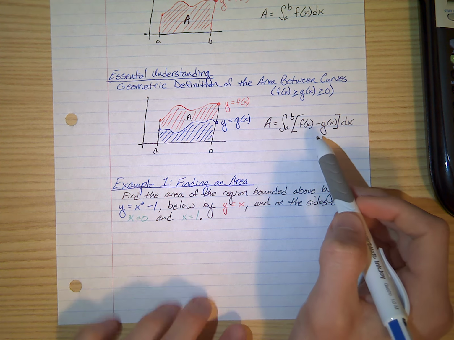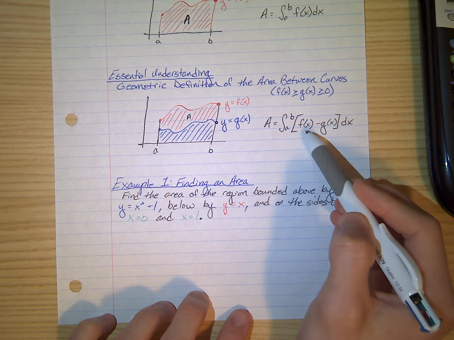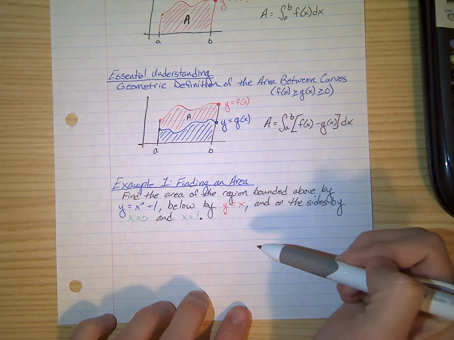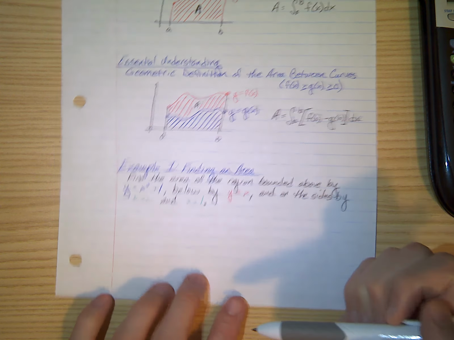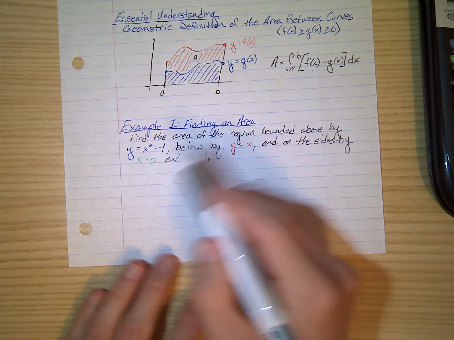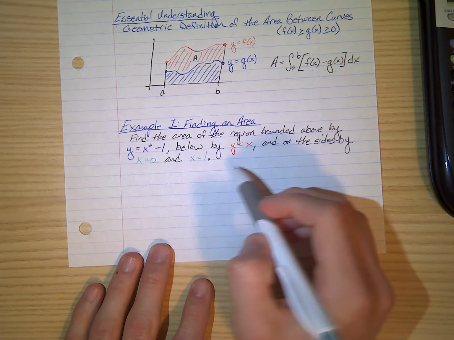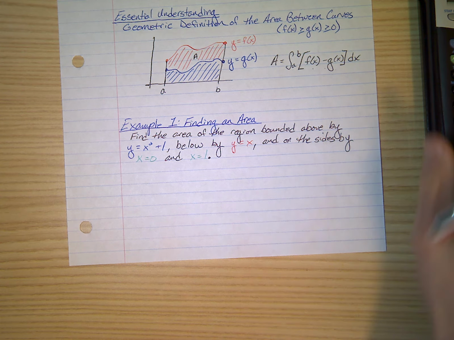So the area between two curves is simply the integral from a to b of your upper function minus your lower function dx, where in this case f is greater than g. So our first example today. Find the area of the region bounded above by y equals x squared plus 1, below by y equals x, and on the sides by x equals 0 and x equals 1.